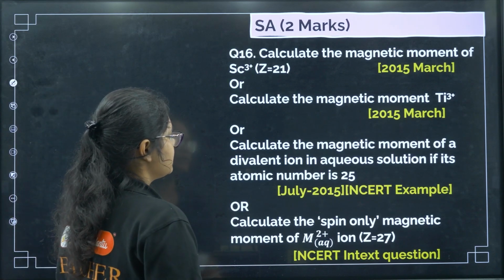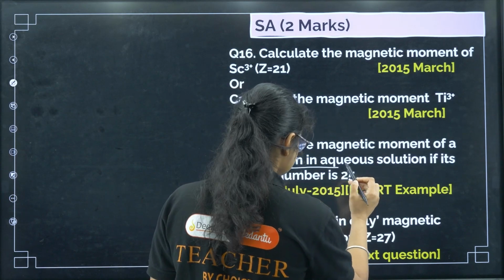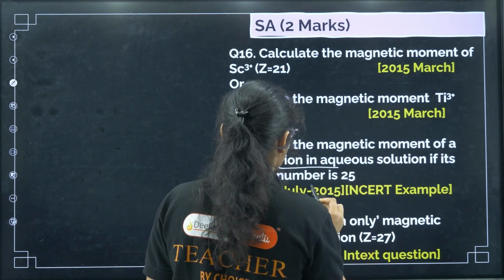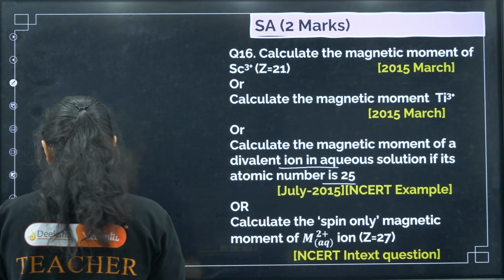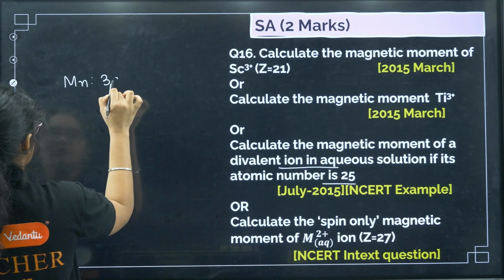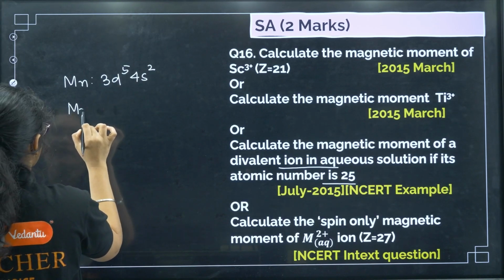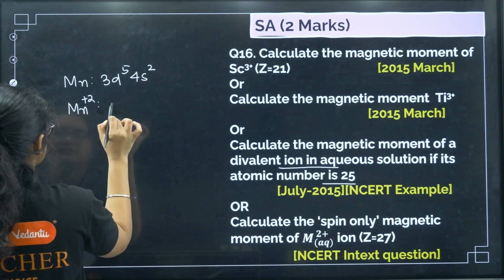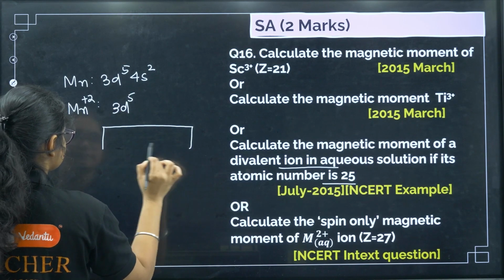So for example, you have to calculate the magnetic moment of a divalent ion in aqueous solution whose atomic number is 25. So 25 atomic number means I can know that it is manganese, right? So Mn configuration is what? 3d5 4s2. Divalent means Mn2+, so that is your 3d5 configuration. So I will have it like this.